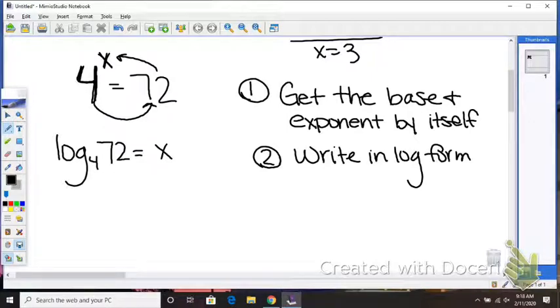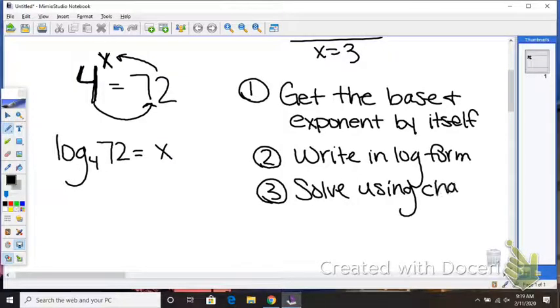So we got to try, that should probably be our bell ringer. I'll change that from my other classes. Writing from log to exponential form. So remembering how to do that. Once we get here, we're going to solve using change of base.